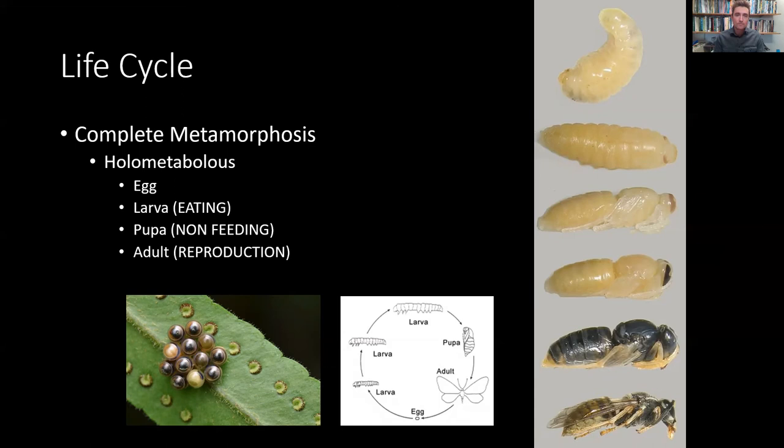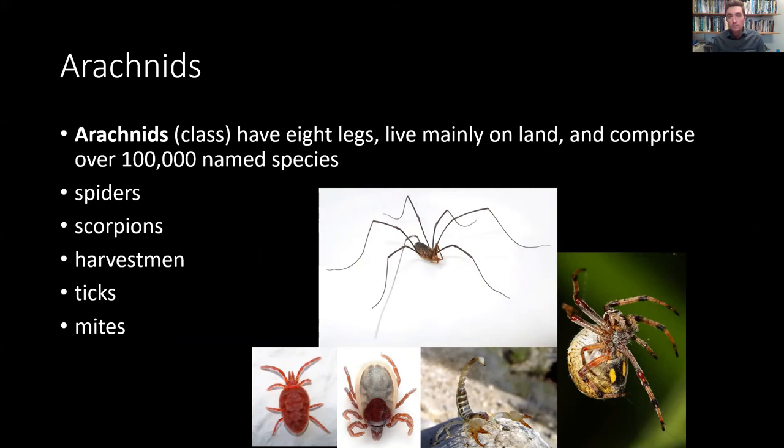Now, in general, we can break down the arthropods into smaller categories, the class of the taxonomy scale. And let's just take a quick overview of some of the primary arthropods that we see in the landscape. We'll start with arachnids. Arachnids are the spiders, basically. They have eight legs. They live mainly on land, and they comprise over 100,000 named species. These include spiders, harvestmen, scorpions, ticks, and mites.